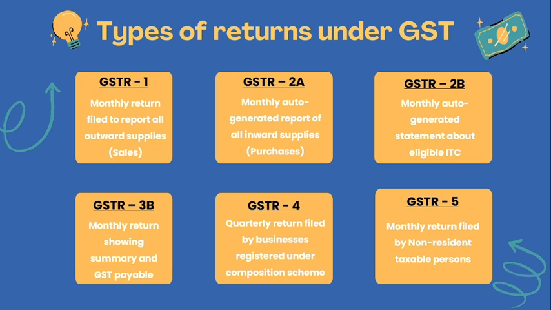Next is GSTR5. A non-resident taxable person who supplies goods or services in India must file GSTR5 monthly. It contains details of outward supplies and tax paid, allowing the government to track taxes for businesses not based in India. Due date is 20th of the next month following the month for which the return is being filed. If there are no outward supplies in a month, a nil return must still be filed by the due date.